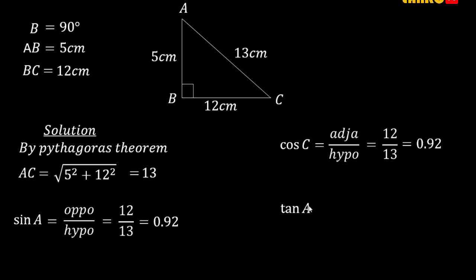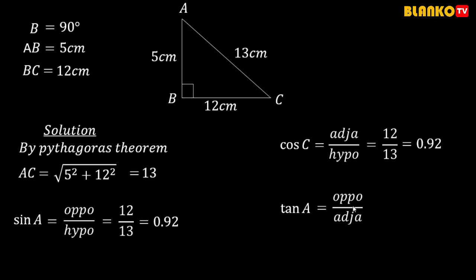So let's move on with the last one, which is tan A. That means the angle is going to be on point A. Tan A is equal to the opposite over adjacent. BC is the opposite, which is 12 centimeters, and the adjacent is AB, which is 5 centimeters.